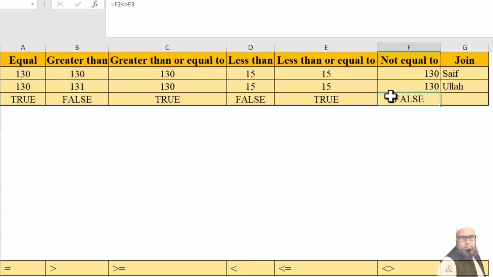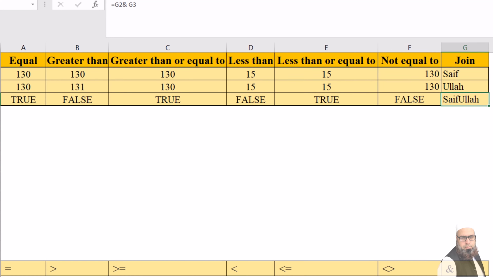Join operators can be used to combine text from different cells into one cell, like Saif in one cell and, in the second cell, Ullah, and press enter. Saif Ullah will appear in the third cell. In this way, we can use the join function to combine text from different cells into one cell.